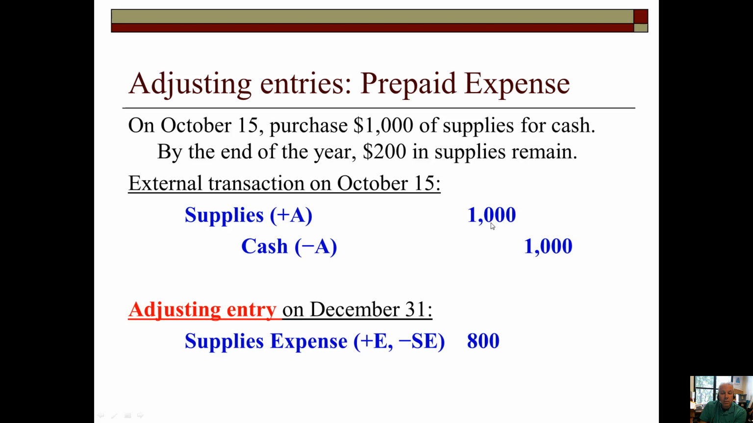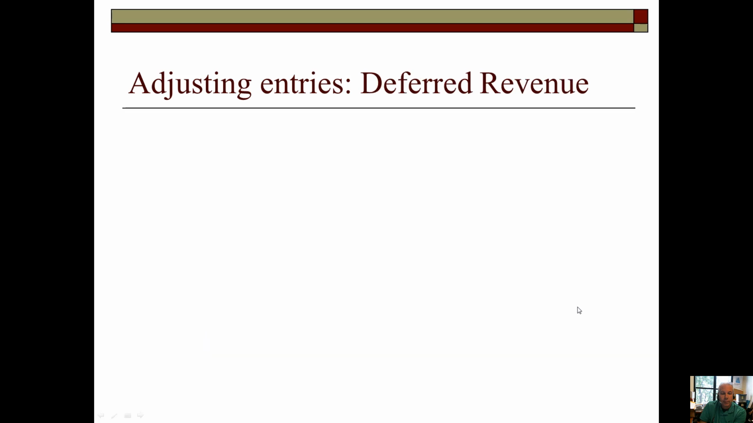And since the asset is now only $200, we need to write down the asset, or decrease the asset, by the same $800 so that we don't overstate the asset on our balance sheet. So the amount of the asset used up was $800. That's reported on the income statement as an expense, and we write down the value of the asset supplies because it's been used up. So we only have $200 of supplies remaining at the end of the period.